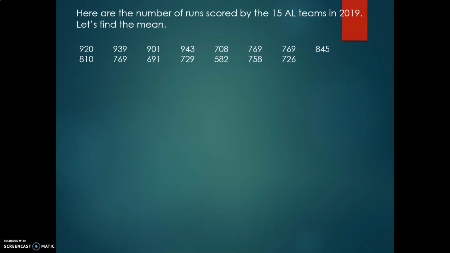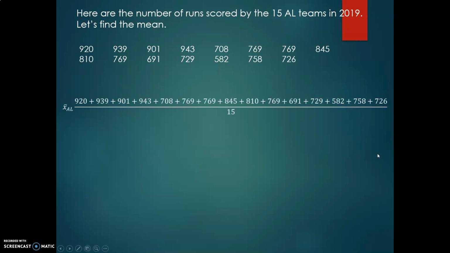Okay, so let's go back to the 2019 AL run scored totals that we've been looking at. There were 15 total teams in the AL, and this is a list of their data. If we want to find the mean, we just add up those 15 run totals, divide by 15, and that gives us an average for the American League of 790.6.